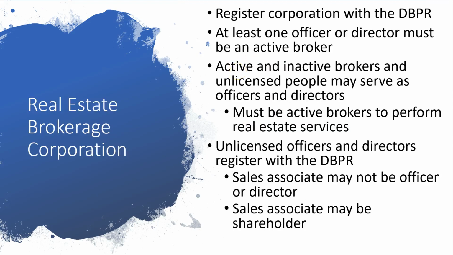To become a brokerage, you have to register with DBPR. At least one officer or director must be an active broker. Active and inactive brokers and unlicensed people may serve as officers and directors. Must be an active broker though to perform real estate services with the public. Unlicensed officers and directors register with the DBPR. A sales associate may not be an officer or a director, but the sales associate may be a shareholder.